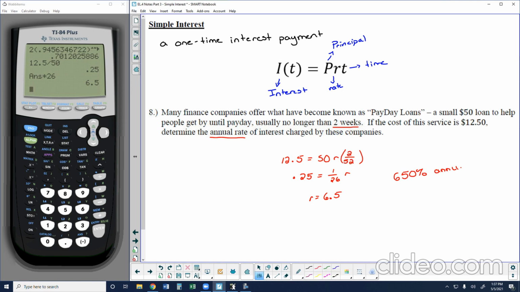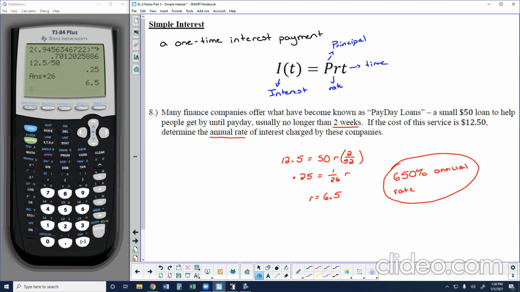So over the course of the year, if someone were to take out a simple interest loan of this type for an entire year, that interest would amount to 650% of the loan. So we can see here that though these payday loans may be necessary in some instances, if there are other ways to go about getting this loan at lower rates, it's probably a better option because this is an extremely high rate.